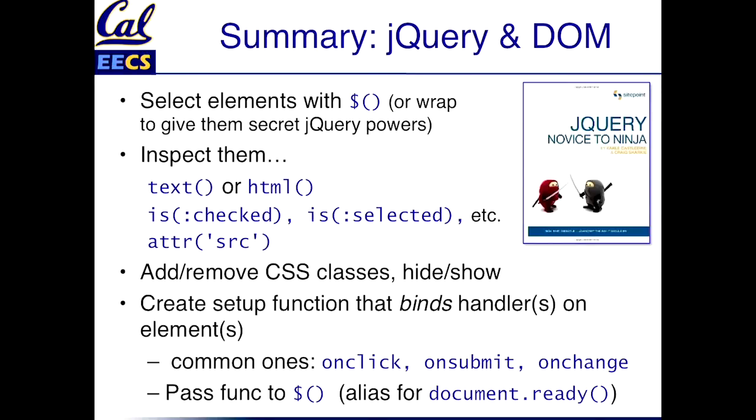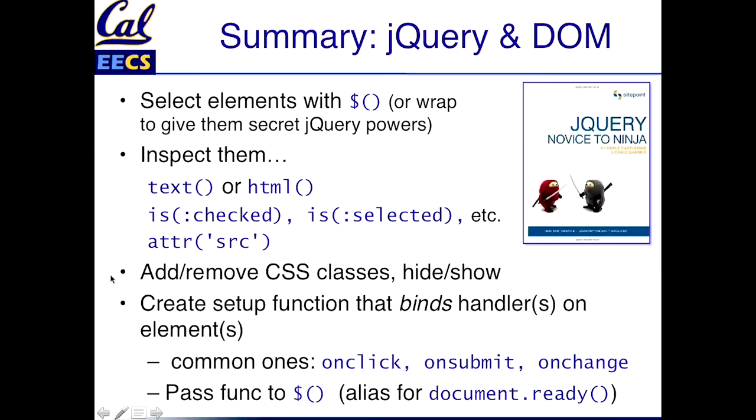So to summarize what we've seen, the big ingredients in the game plan here is that you can select elements by having a CSS selector. And if you've done your homework, you made the element nicely selectable in your layouts. You wrap it to give it the secret jQuery powers, which we can no longer live without. You can inspect the element. You can look at its textual content. You can look at its raw HTML. You can ask questions about its state, like whether it's checked or selected. You can look at arbitrary attributes of the element. So these are all things that you can do in your handler.